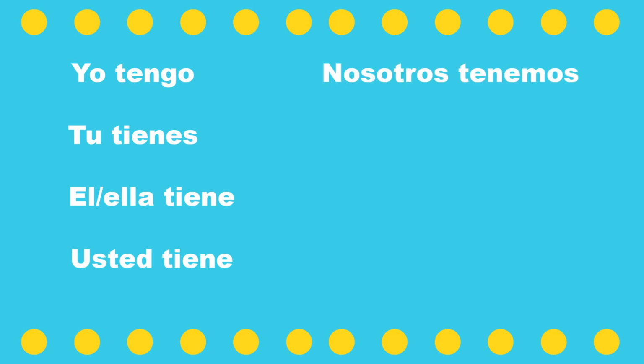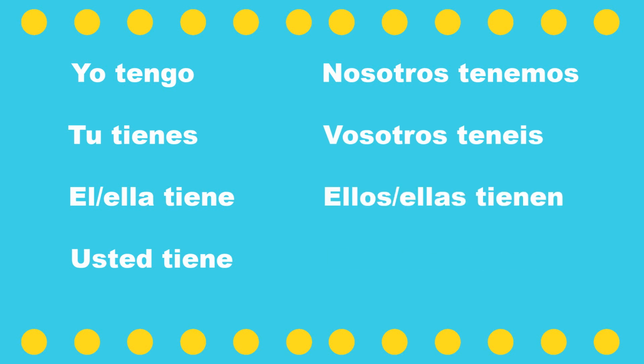So with the verb tener, for example, yo tengo, tú tienes, él or ella tiene, usted tiene, nosotros tenemos, vosotros tenéis, ellos and ellas tienen and ustedes tienen. That's what we call conjugating a verb.